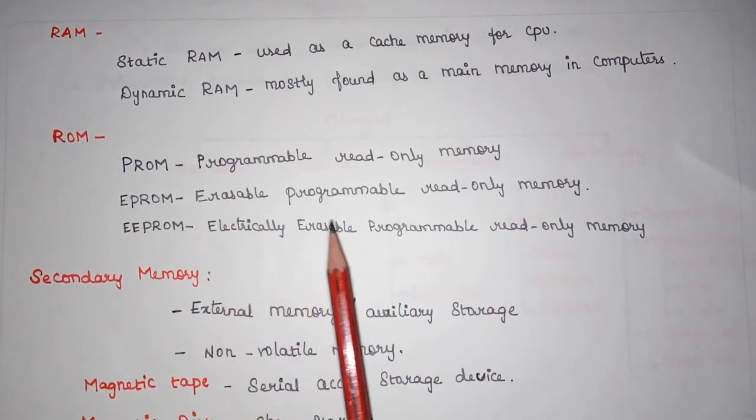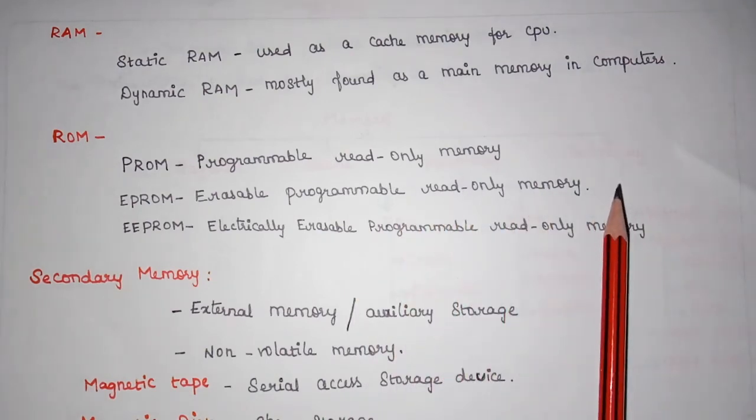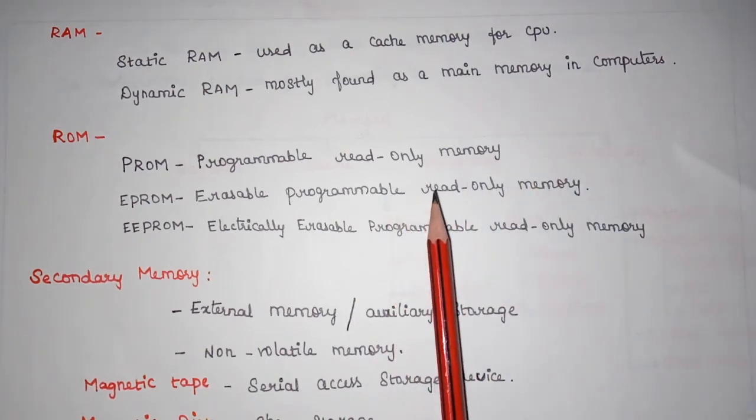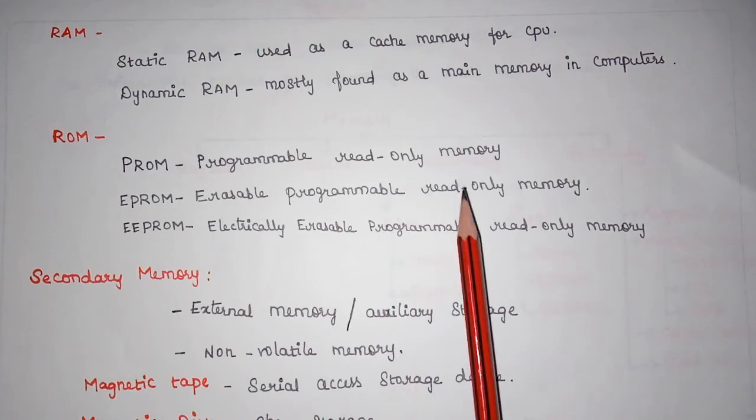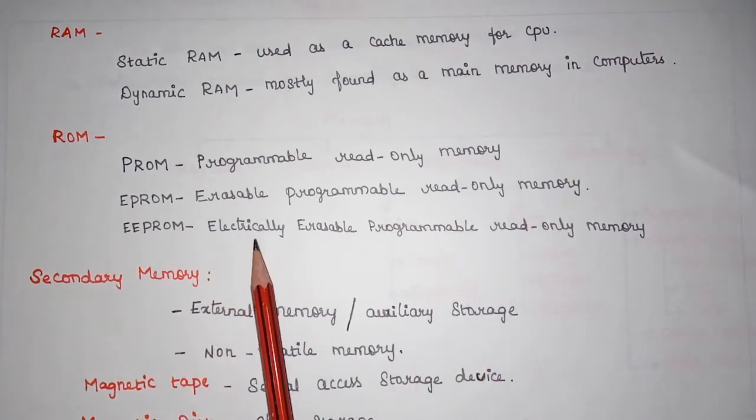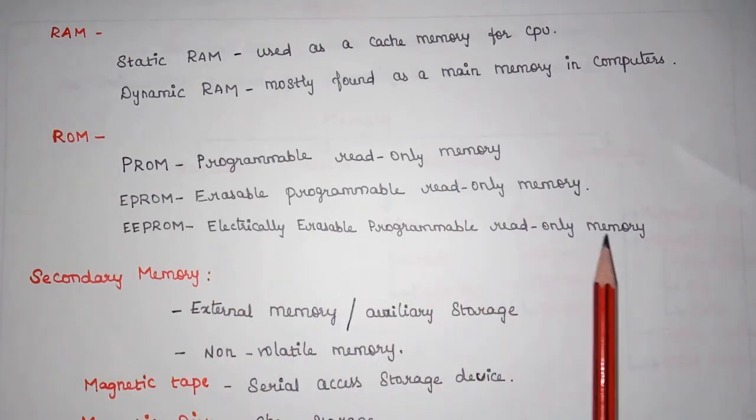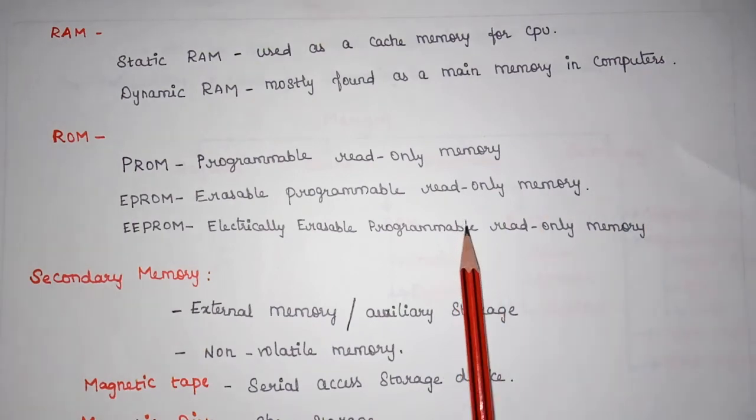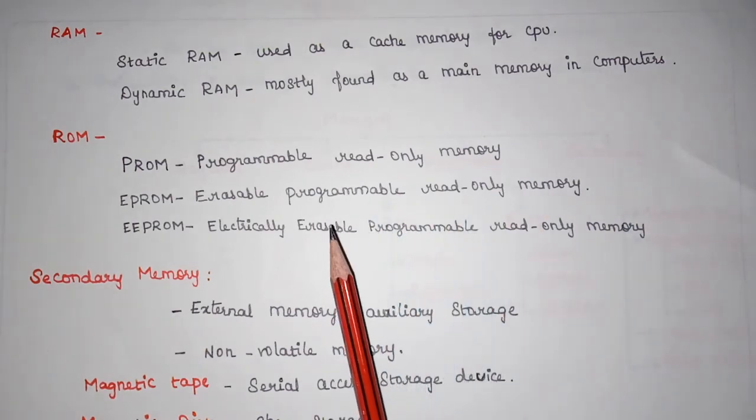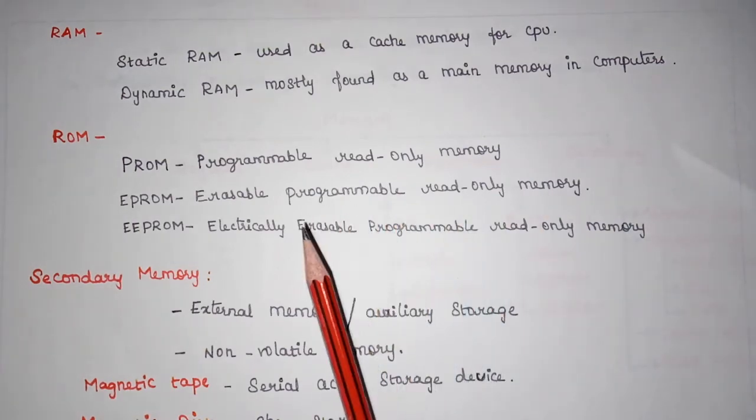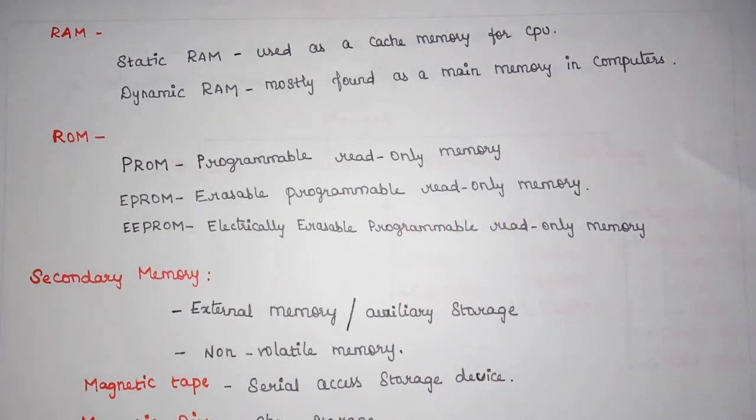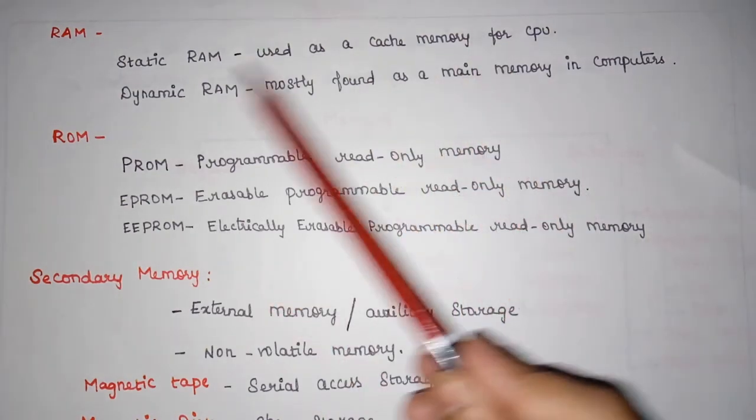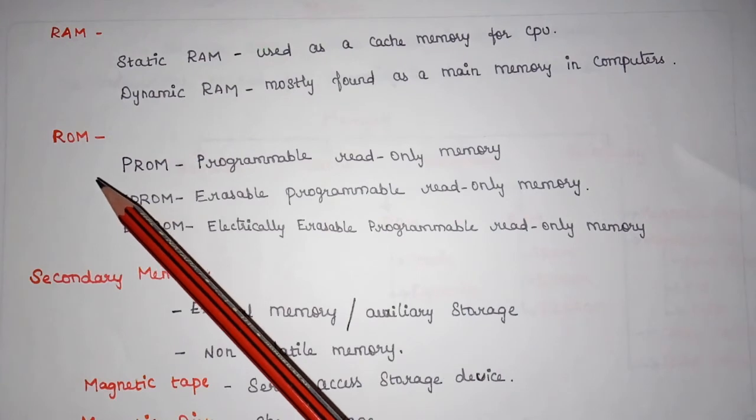And this stores only a small amount of data. Here the individual bytes can be erased and reprogrammed. That is why it is called electrically erasable programmable read-only memory, where we can erase the individual bytes and then reprogram them. So these are the classifications of primary memory.